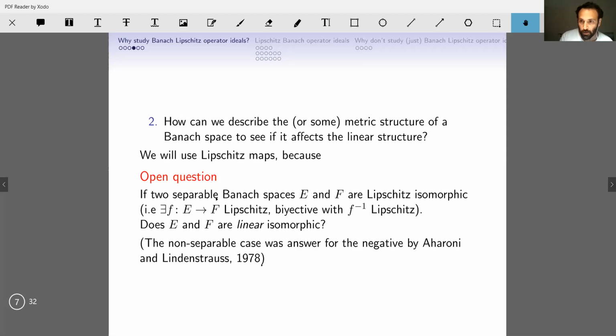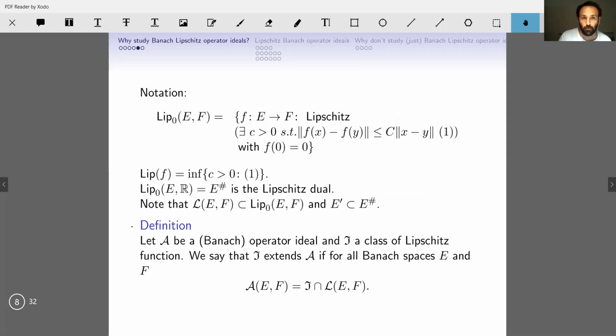So we will introduce some notation. With Lip0(E, F), we denote all Lipschitz maps from E to F that map 0 to 0. And from now on, whenever I think of a Lipschitz map, I will think that it maps 0 to 0. When the range space is R, we denote it by E# or E-numeral. I don't know how we say this; it's the Lipschitz dual. And note that the space of all linear operators from E to F is a closed linear subspace of Lip0.